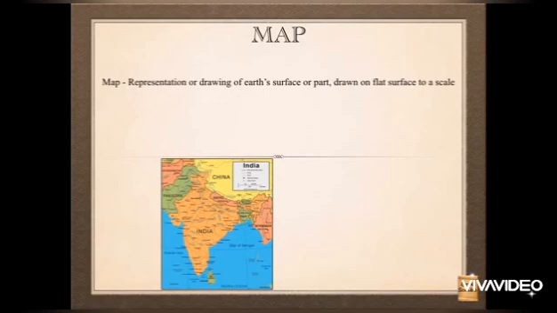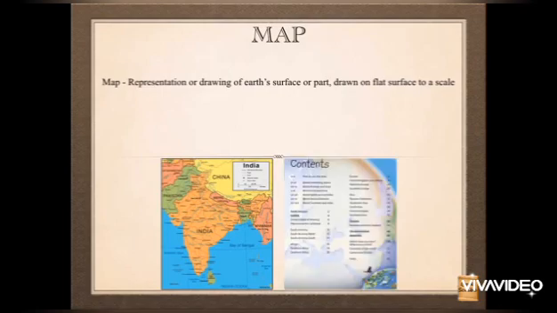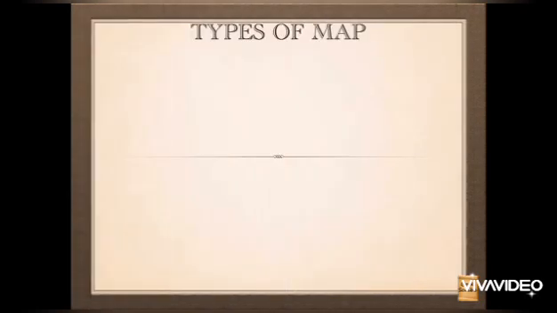A map is a representation or drawing of the earth's surface or part of it, drawn on a flat surface, as I told you, right? It is drawn on a flat surface like paper, board, something like that. Okay, so the next thing is atlas. When too many maps are clubbed together, it forms an atlas. Like many maps we can get from the atlas.